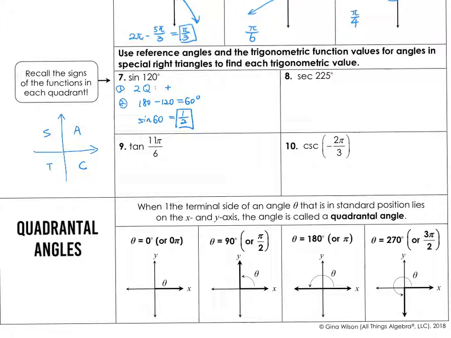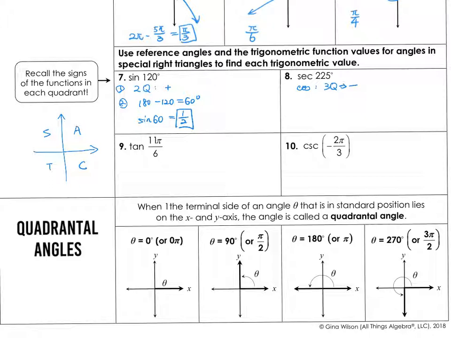225, first of all, secant is related to cosine. So cosine is only positive in... 225 is in the third quadrant, right? So in the third quadrant, I'm expecting it to be negative. So the final answer has to be negative.